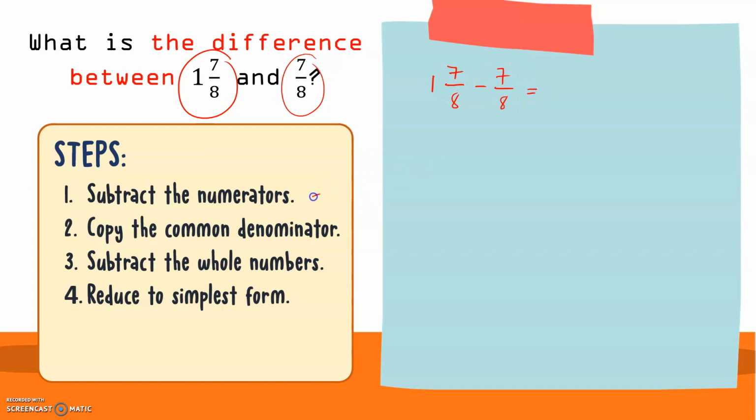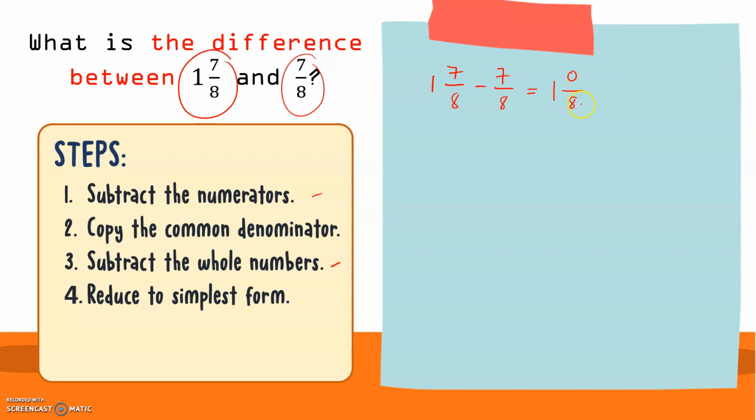Okay, let's subtract the numerators first. 7 minus 7 is 0. Then we copy the common denominator, which is 8. Then we subtract the whole numbers. We have here 1 minus 0 because there's no whole here, and that will give us 1.